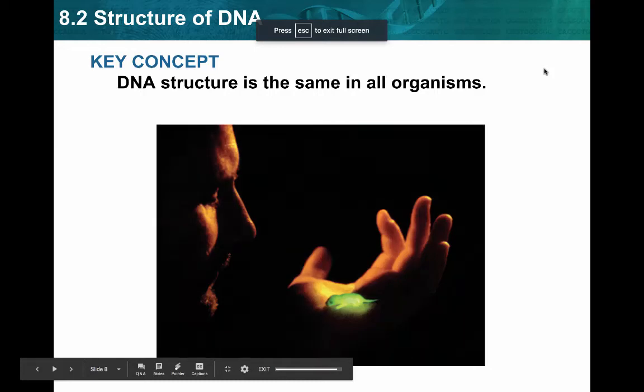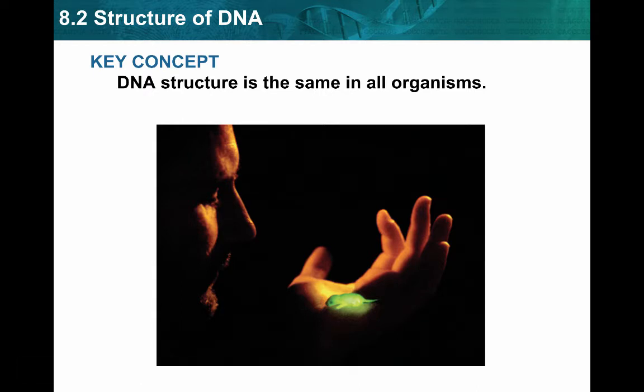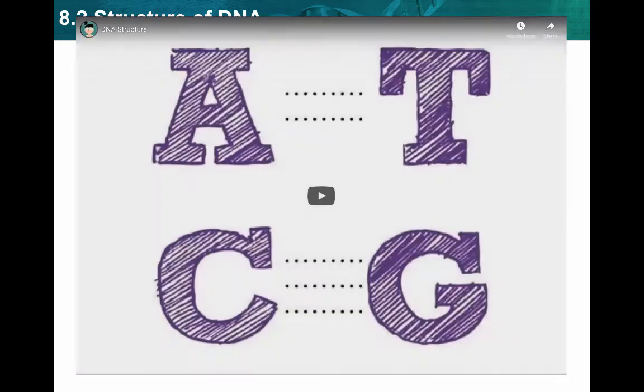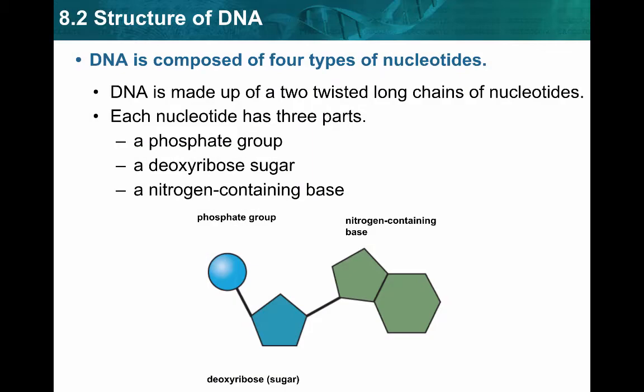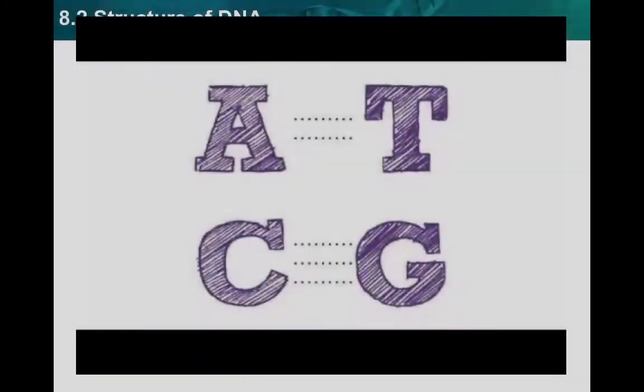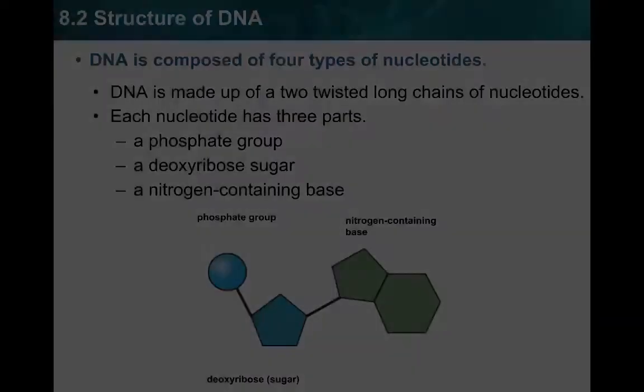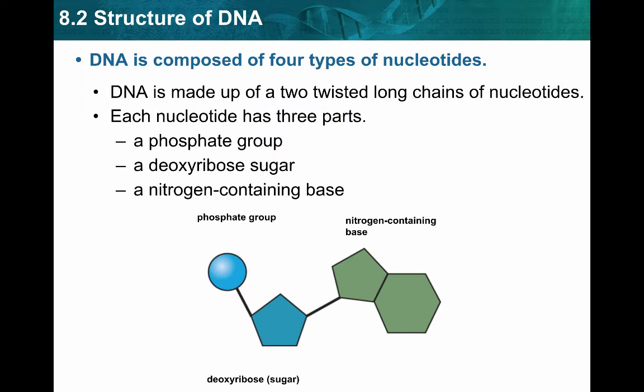All right, in section 8.2, we're going to be talking about the structure of DNA, how it's built, and how did we come to know about its structure. And what we know, number one, is that DNA, as far as structure goes, is the same in all organisms. All organisms have the same basic components and structure. And this video we'll take a look at tomorrow, so we can talk about that tomorrow in class.